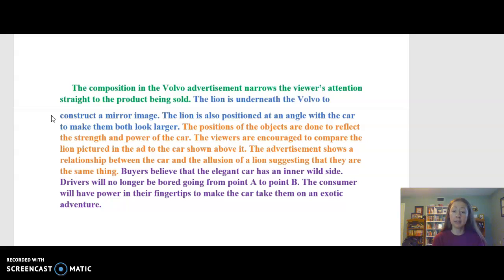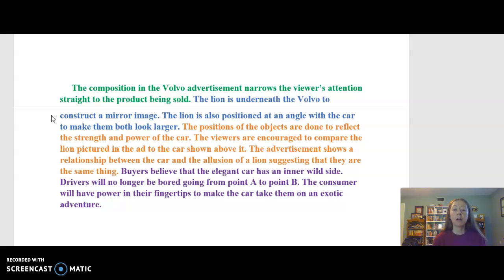The lion is underneath the Volvo to construct a mirror image. The lion is positioned at an angle with the car to make them both look larger. Okay, so here you're describing it as though your viewer cannot see it, even though you're actually going to copy and paste a copy of your ad into your essay underneath the title of your essay. You're still going to describe it in your body paragraph as though I can't see it.